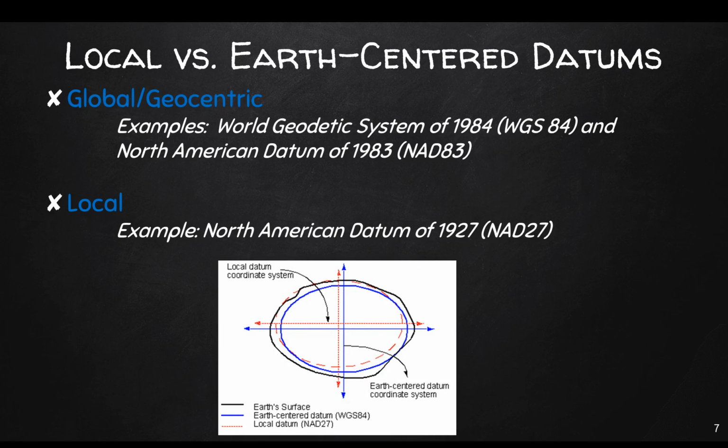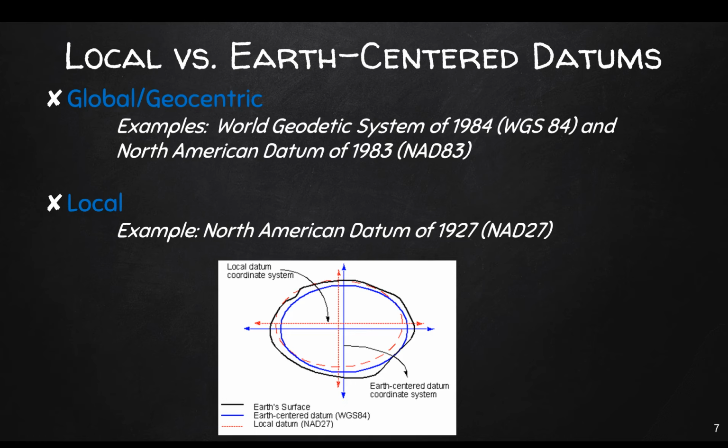Here in this figure, the Earth's true shape, which is called a geoid, is shown by the black line. The Earth-centered datum is represented in blue, and note how it does a fair job of representing the entire Earth's surface. GPS units, for example, collect data in the WGS 84 datum.